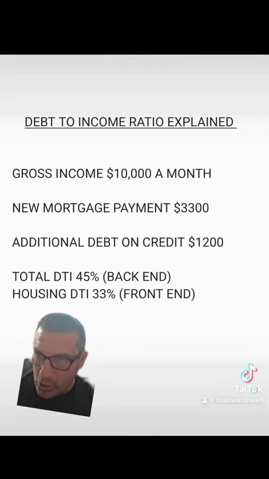So your housing debt to income ratio is your front end debt to income ratio, and then your housing plus all your other debts is your back end. So they're going to go by the back end, and that's how the bank's going to calculate your debt to income ratio. And depending on the program, that's where you're going to want to be, between 45 and maybe 55, depending on the program.